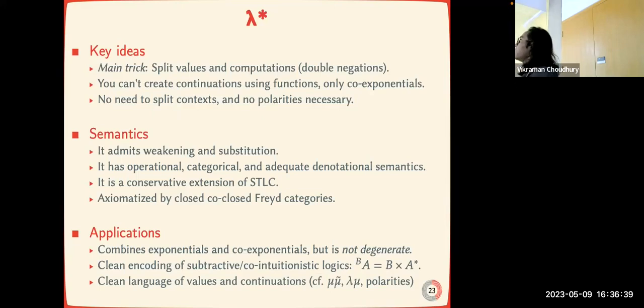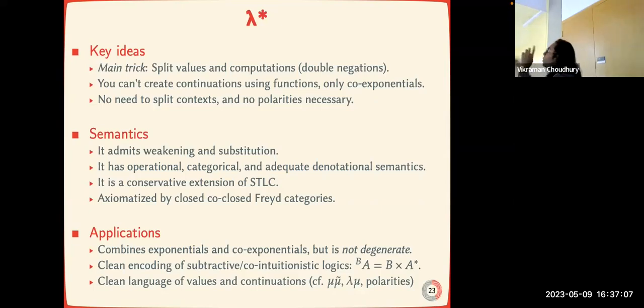It has a categorical semantics using a Cartesian closed category and a strong monad, or with the Fried categories, and you instantiate this into any Cartesian category, let's say Set, and you get an adequate denotational semantics which matches the operational. Further, you can translate it into simply typed lambda calculus with sums, which is conservative over simply typed lambda calculus. So it's all a conservative extension.